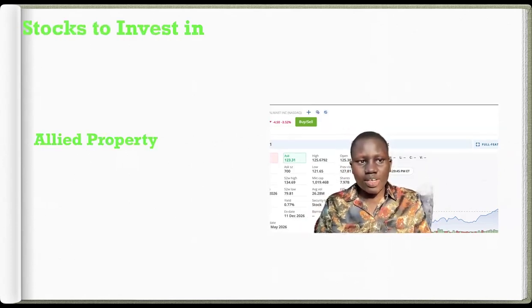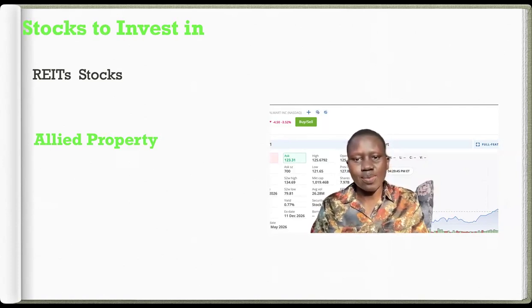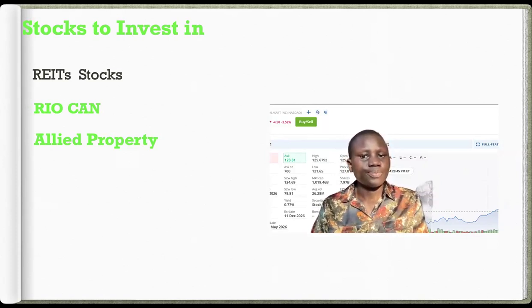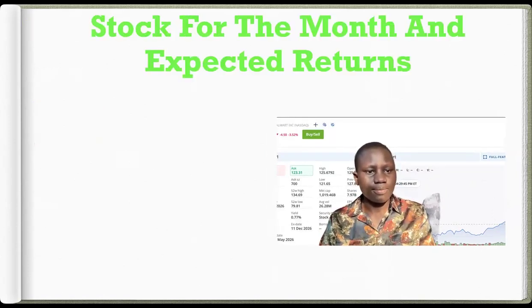Other things are REITs. You can also use REITs to invest for capital gain, especially if you're doing the long-term one. You can accumulate them and later on make a profit. Allied Properties is now really down, and you can keep buying it, and later on it may go back to the regular price that it normally trades at.